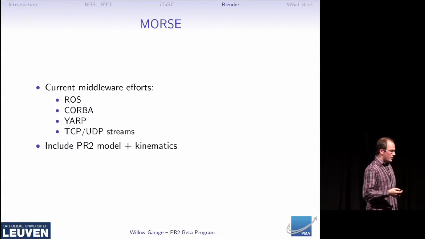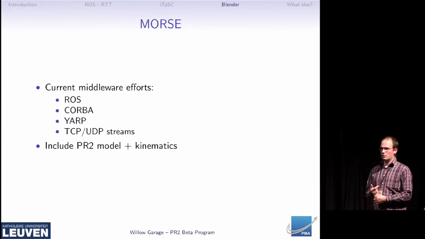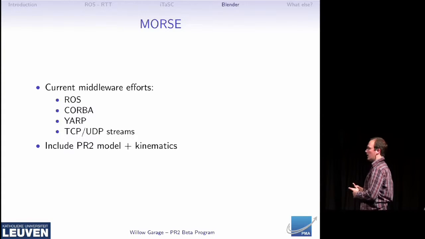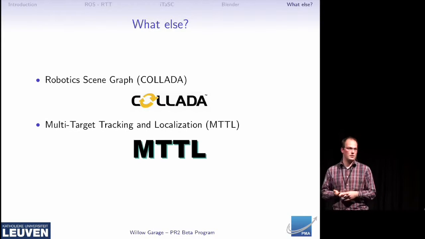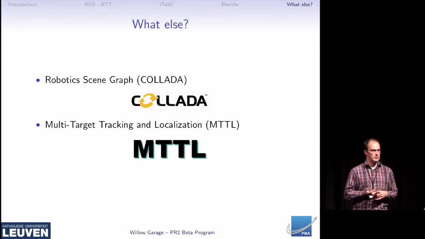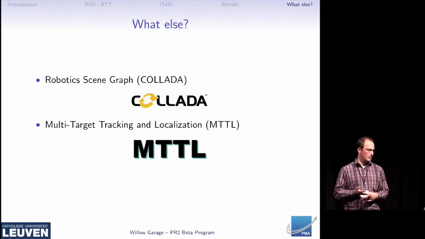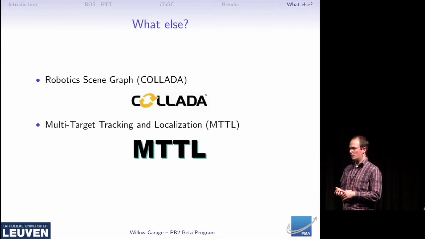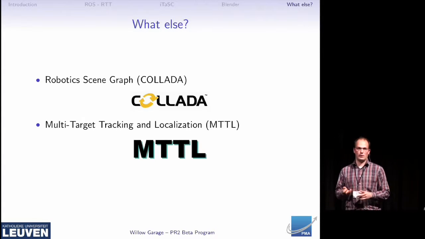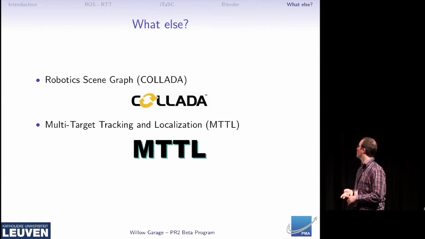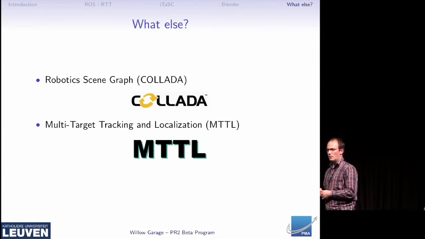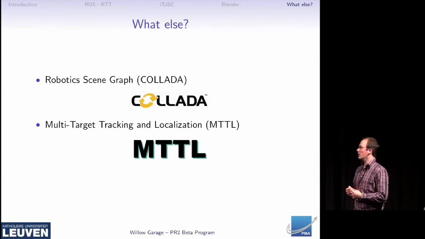What did we actually do already with Blender? We interfaced it to CORBA, ROS, YARP, and regular TCP and UDP streams. We have the PR2 model in there, and we are currently implementing the kinematics for it. What are we going to do more? Because we're using Blender and because it's easy to draw models and other things in Blender, we're going to try to improve the Collada support for ROS, meaning conversion to URDF, conversion to KDL, and so on. We will also be implementing a multi-target tracking and localization algorithm.